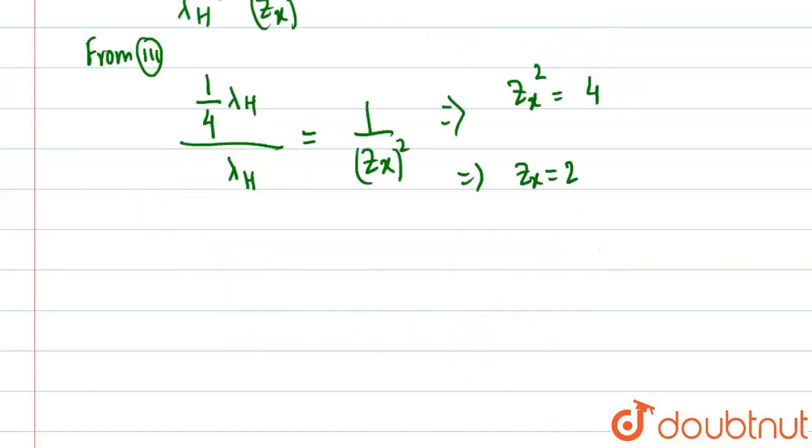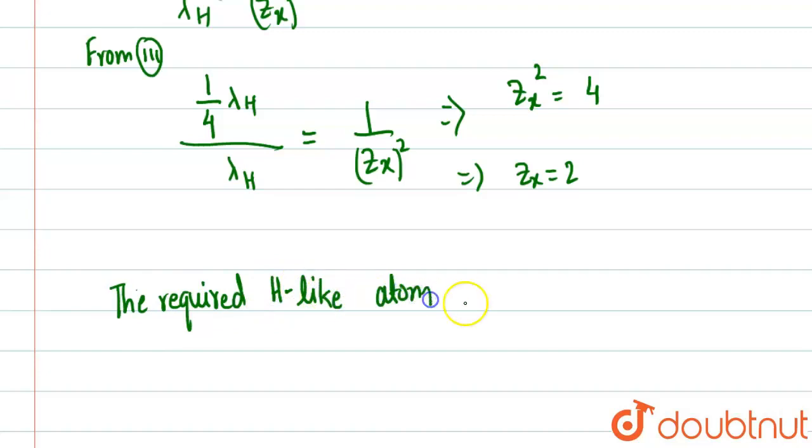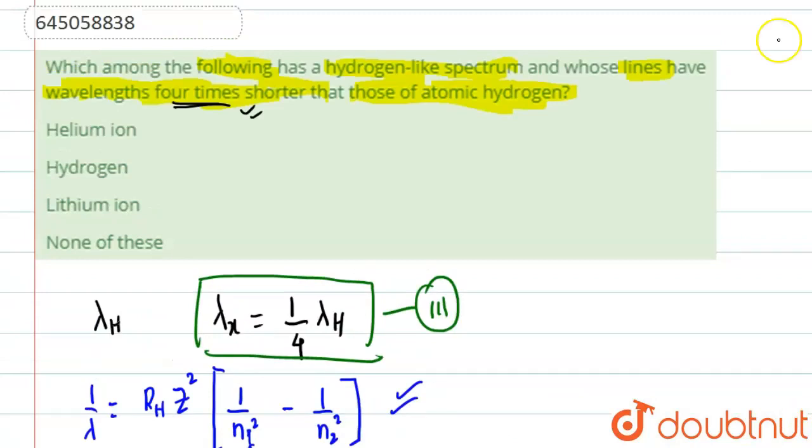So the atomic number was found to be 2, hence the required hydrogen-like atom was lithium plus. Why? Because Z, the atomic number, of 2 is what we are looking at. So our answer will be option number C, which is the lithium ion.